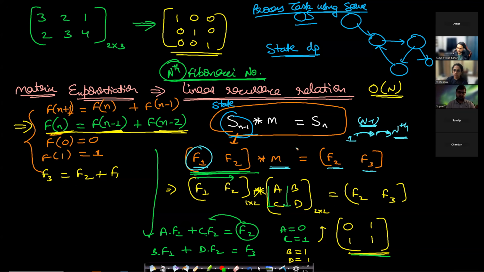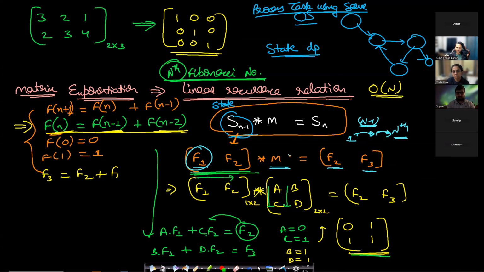But I didn't understand this equation, like how f1 comma f2 into M is equal to f2 comma f3. Which one? No, this f that we are assuming. How did we assume it is f2 and then f3? There is a proof for it that if you have a linear recurrence relation, then you can solve it with matrix exponentiation in this given format. So we are not interested in that proof.